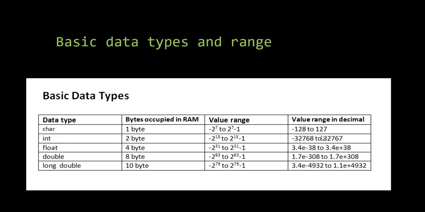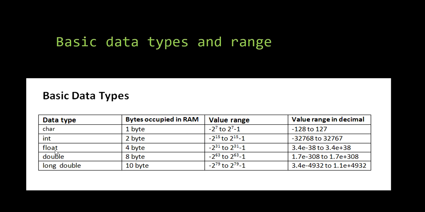If we are talking about the basic data types and their range, then you can see the char data type occupies 1 byte of RAM, and it ranges from -128 to +127. And if you are talking about int, then it occupies 2 bytes in our RAM, and it ranges from -32768 to 32767. You can also get the same value with the help of this calculation.